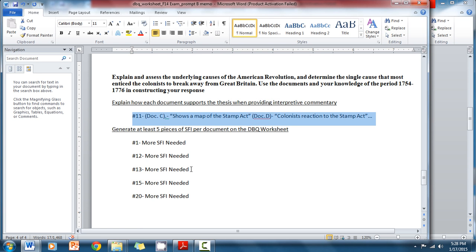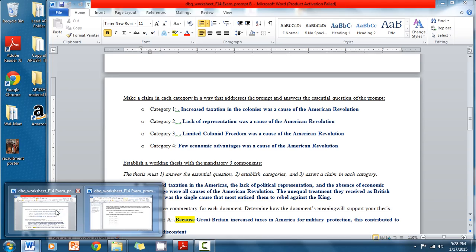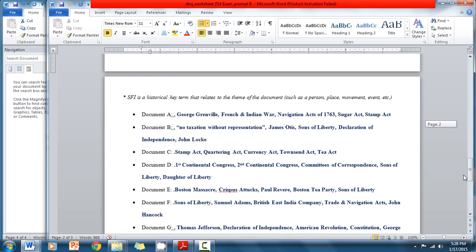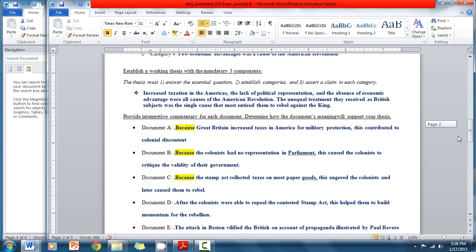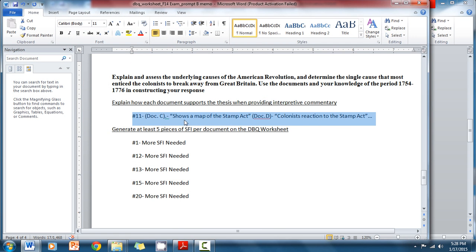So student number 11, your interpretive commentary, and you see here on our sample sheet, the interpretive commentary gives an example. You go back to each document after the thesis is crafted, and you describe how the document supports the thesis, which is your primary claim or argument. In your response, your interpretive commentary says document C shows a map, document D, colonists' reaction to the Stamp Act. All right, so that's not a statement of how it's proving your thesis. You are just writing down what you see, but you're not really explaining how it supports your thesis.